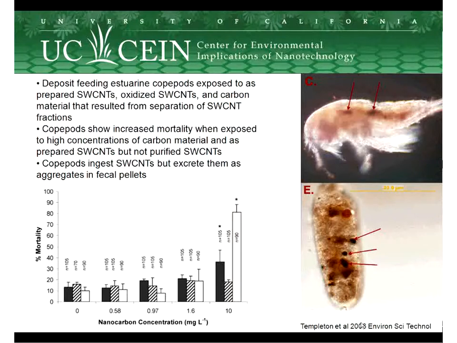The other one was these copepods. So learning about all these organisms. These deposit-feeding estuarine copepods are exposed to different ones. So as prepared with no functionalization, or oxidized or other materials, they show different implications. What they see here is increased mortality at high concentrations for the current materials or the as prepared, but not with the purified. So in this particular study, the purification helped. It could be the metals that were reduced and that reduced some of the implications. And then copepods do ingest them, but excrete them as fecal pellets.